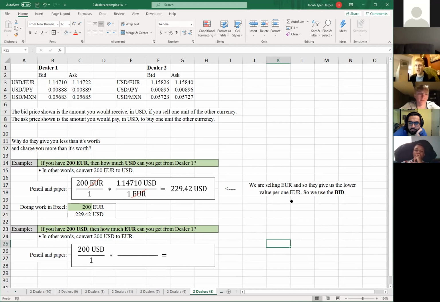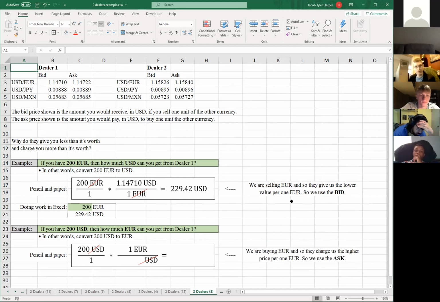I draw all my blank fractions. I know I need USD on bottom to make that cancellation. That forces euros on top. And both exchange rates are per 1 euro, so I know there's a 1 next to my euro. And here, again, is the only new step. What goes on bottom? Well, we're buying euros.